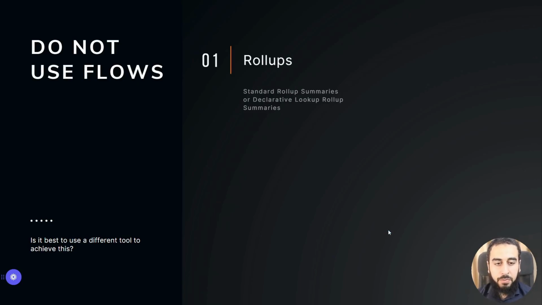One, roll-ups. Let's say that you're going to go through the list of opportunities and roll up the number of opportunities or the amount of opportunities at the account level. Consider using the standard roll-up summary for master-detail relationships, and consider using DLRS, declarative lookup roll-up summaries, for lookup relationships instead.